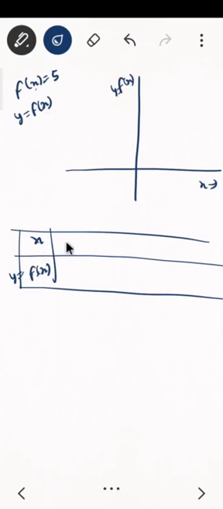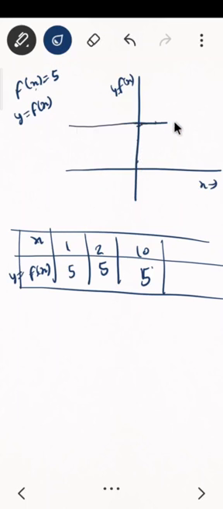So this is easy. If you put 1, then also it is 5. If you put 2, then also it is 5. If you put 10, then also it is 5. So everywhere it is 5. So what will be the graph? Graph will be 1, 2, 3, 4, here will be 5 somewhere. So the graph will be like this. This is your graph of this, that is y equal to 5. What is your y? Y is your f of x.